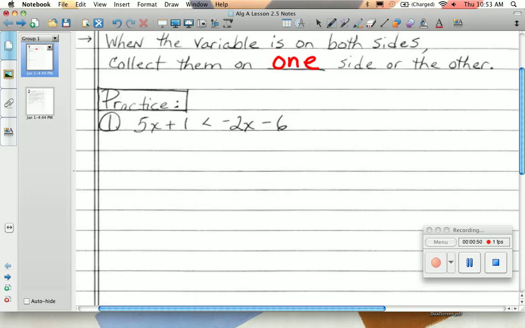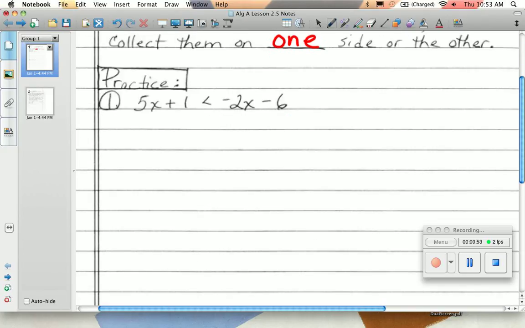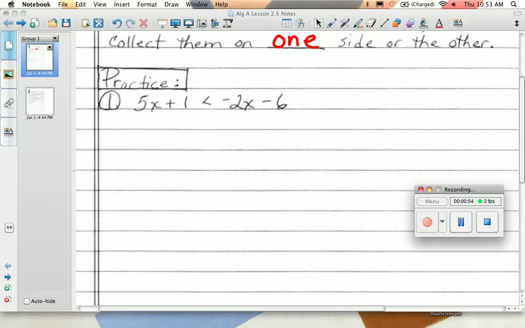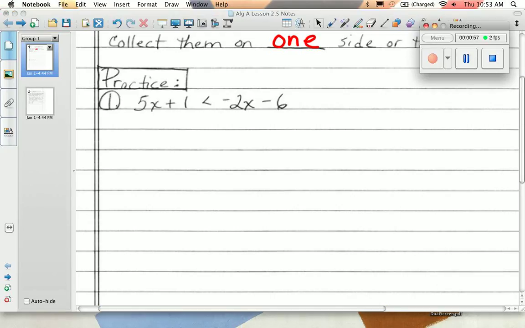So let's look at our first one here that we're going to practice. We have 5x plus 1 is, what's that symbol say? Is less than negative 2x minus 6. Who wants to make a suggestion for a good first move here? Trey? What my teacher at my old school told me to do is add them when it's negative to the one that's positive. Yeah, if you have a negative one and you have a positive one, typically a good thing to do is get the negative one off of that side.